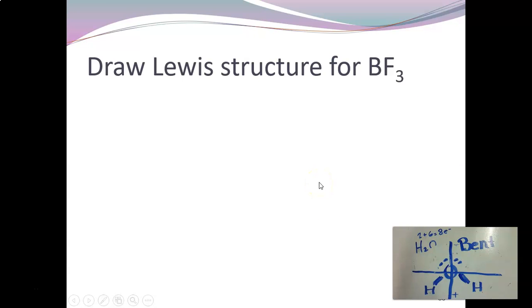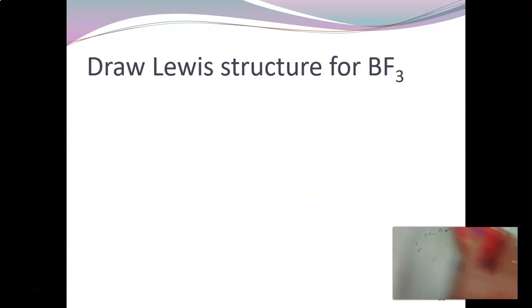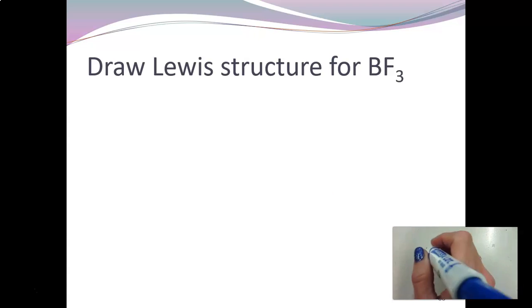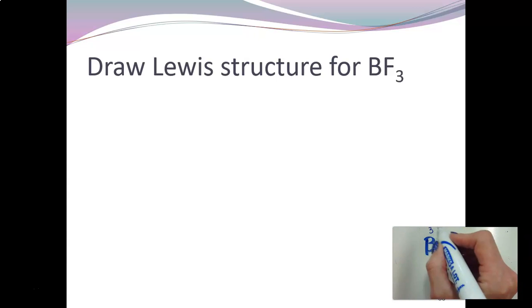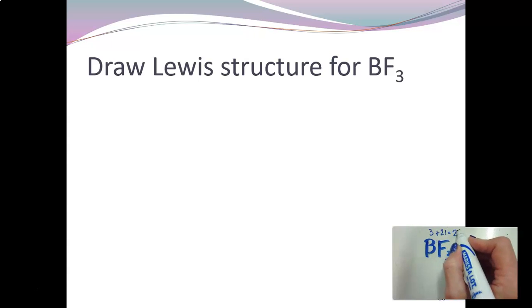So now we're going to draw the Lewis structure for boron trifluoride. Okay, BF3. How many valence electrons does boron have? It's got 3. How about fluorine? Fluorine has 7 valence electrons, and there's 3 of them, so 7 times 3 is 21. So I will have 24 electrons in my structure here. Okay, so what goes in the middle?